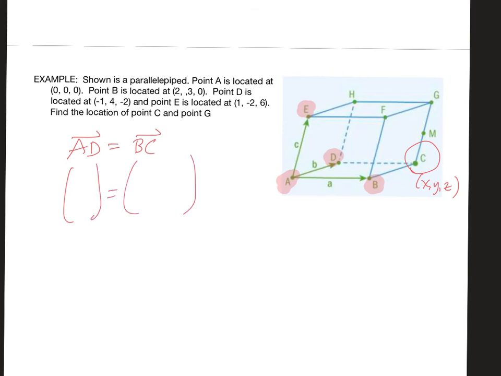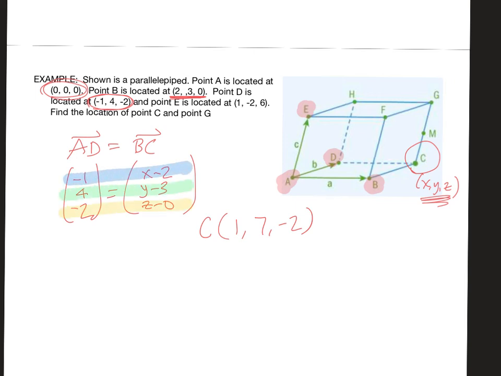All right, so AD, if I do head minus tail, right? So I do these ordered triples minus these ordered triples. Oh, look how convenient that is. When I subtract, I get vector AD, right? And then vector BC, and again, I don't know C. I'm going to use these variables, but I do know B. B is this ordered triple. So x minus 2, y minus 3, and z minus 0. And as long as I can solve for x, y, and z, I will have the location of point C. Okay, so C ends up being 1, x ends up being 1, y ends up being 7, and z is negative 2. And again, I will leave that solving to you. I think that you can solve this and this and this.